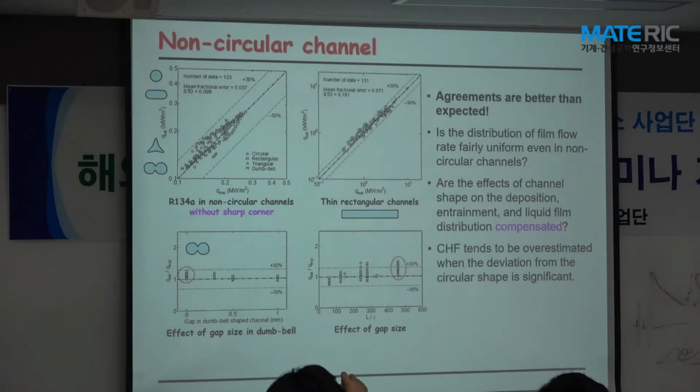Why do you draw the plus minus 30% error line? To show how accurate the prediction is. Or the graph has a 30% error line. Yeah. I don't know the reason either, but maybe within plus minus 30% is okay. Sorry.